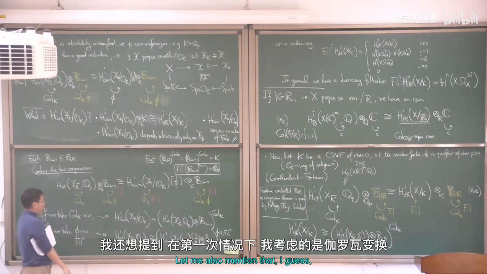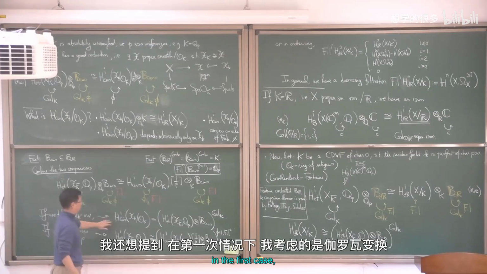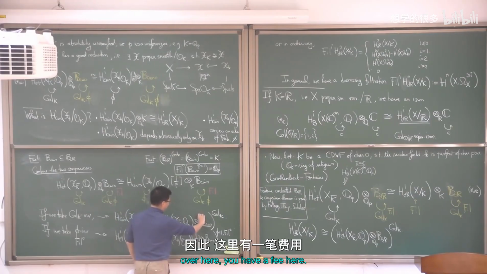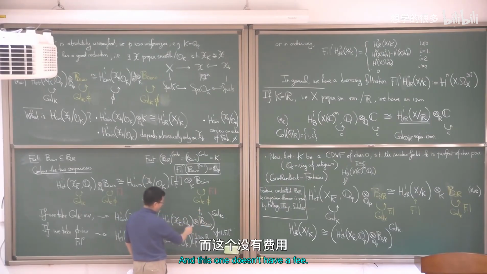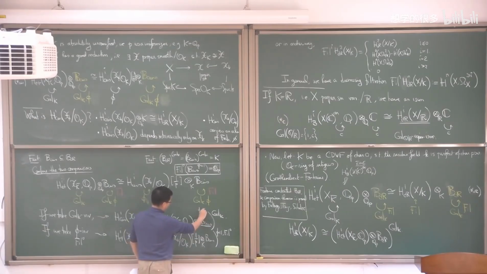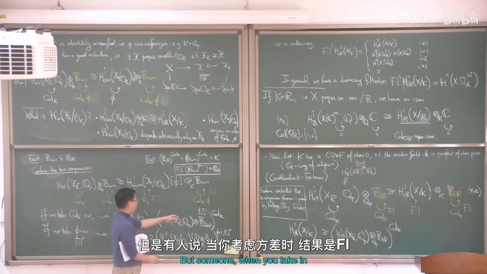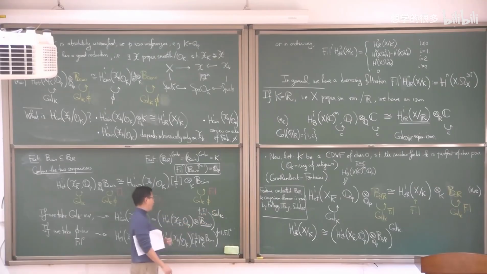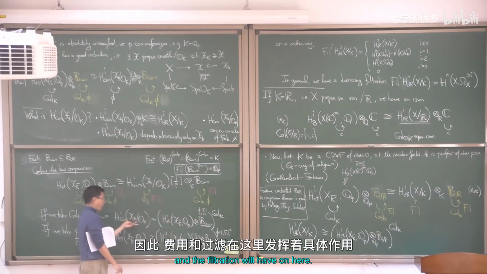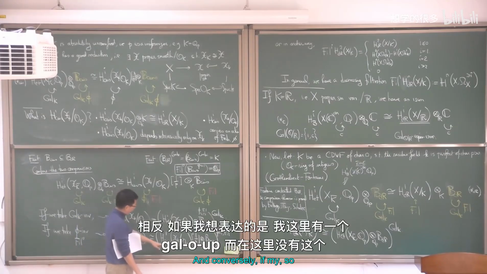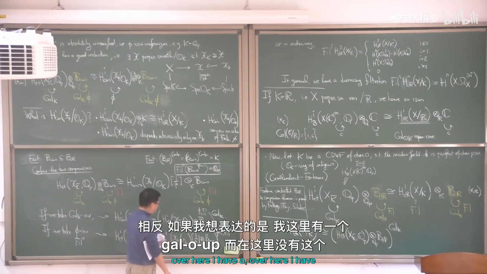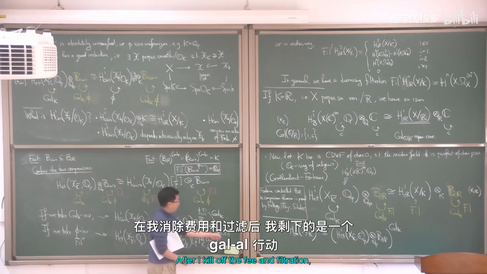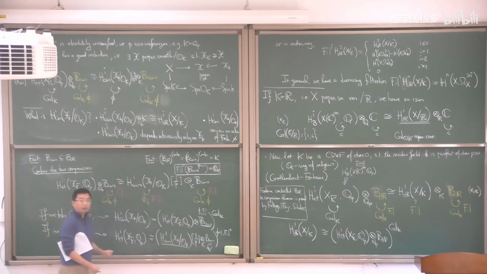Maybe let me also mention that, in the first case, I'm taking the Galois invariants, but there are intrinsically things happening here. This one over here has a phi, and this one doesn't have a phi, and this one has a filtration here, this one doesn't have a filtration. But when you're taking invariants, this phi action and the filtration still stay in here because they all commute, and they are precisely the phi and filtration we have on here. And conversely, over here I have a Galois action. This one doesn't have a Galois action, but over here I have one. After I kill off the phi and filtration, I'm left with a Galois action.